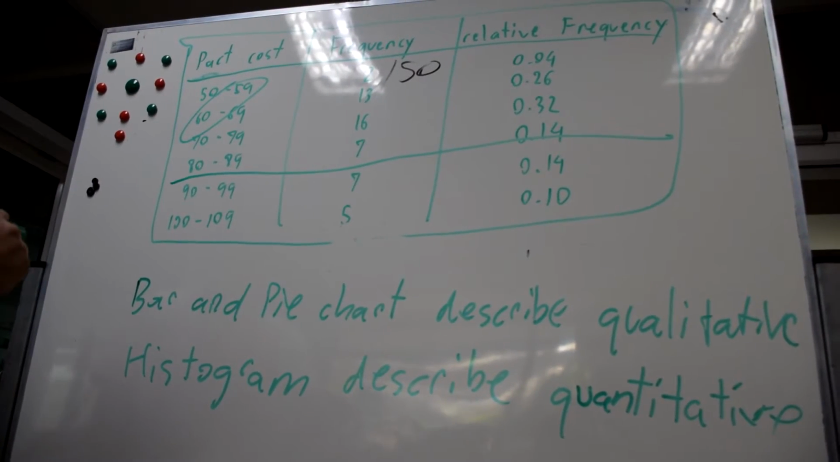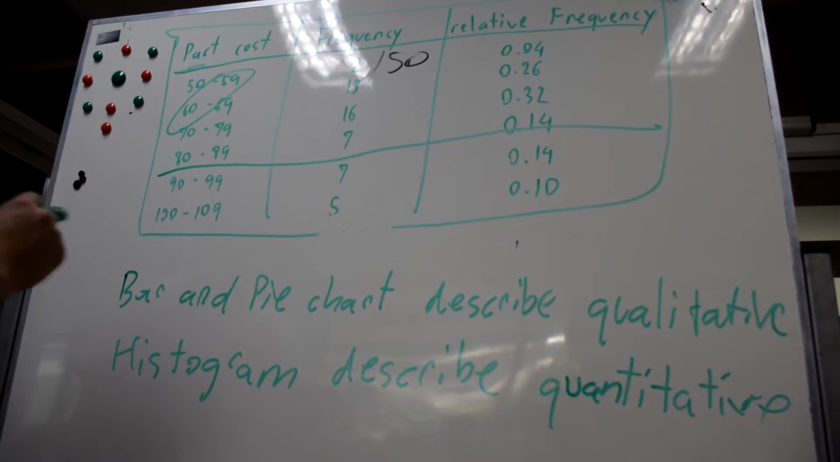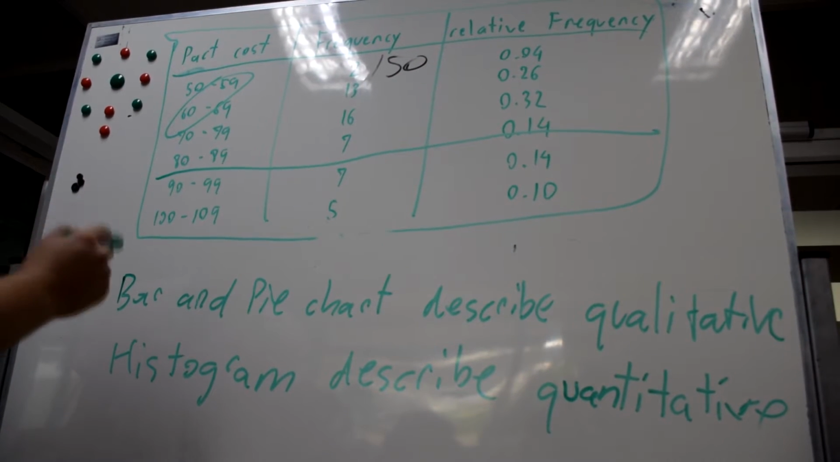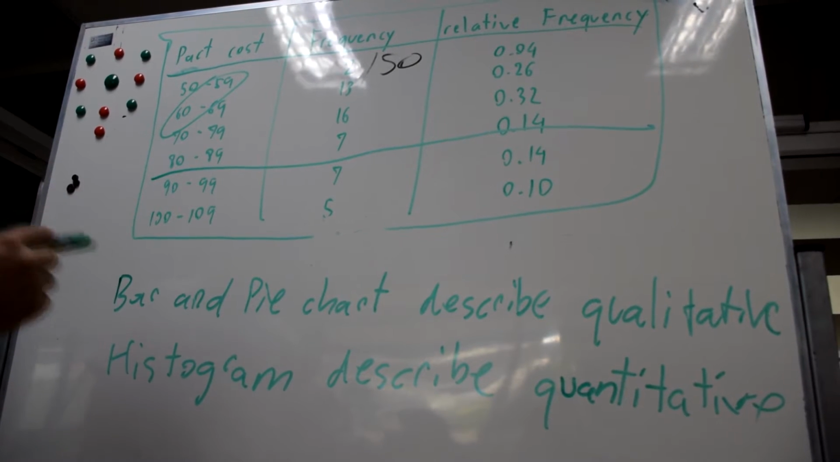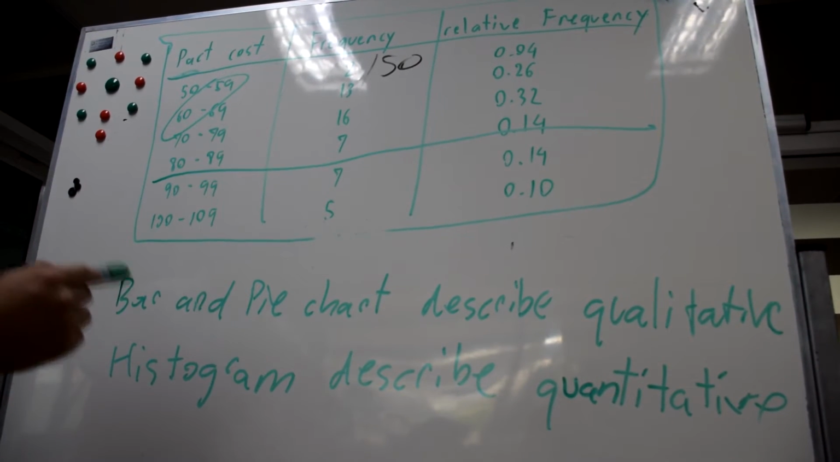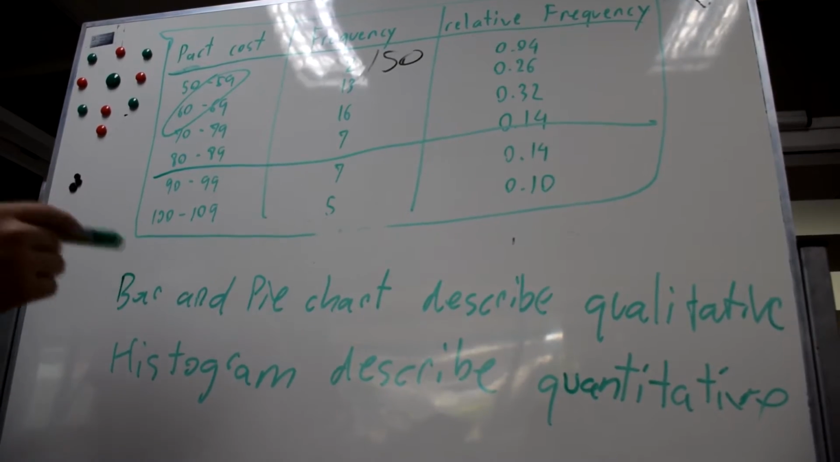Okay, we will discuss numbers 8, 9 and 10. Bar and pie charts are used to describe qualitative data, but a histogram is used to describe quantitative data.